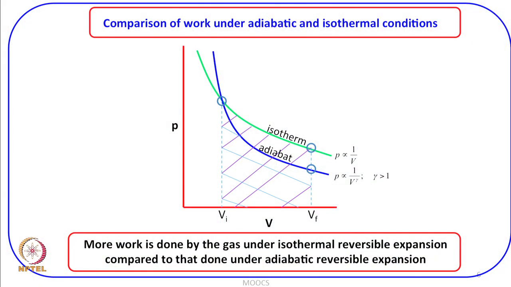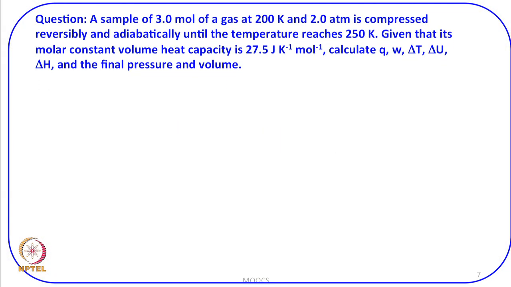Let us look at one of its applications in the form of this question. A sample of 3 mole of a gas at 200 Kelvin and 2 atmosphere is compressed reversibly and adiabatically until the temperature reaches 250 Kelvin. Given that its molar constant volume heat capacity is 27.5 joules per Kelvin per mole, calculate Q, W, delta T, delta U, delta H and the final pressure and volume. So, many quantities need to be calculated.